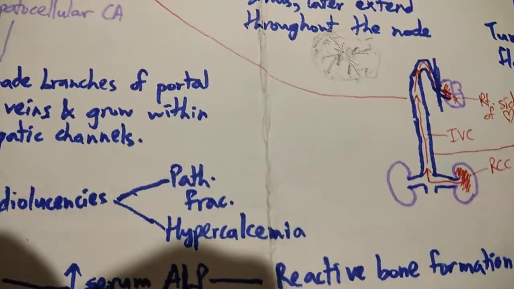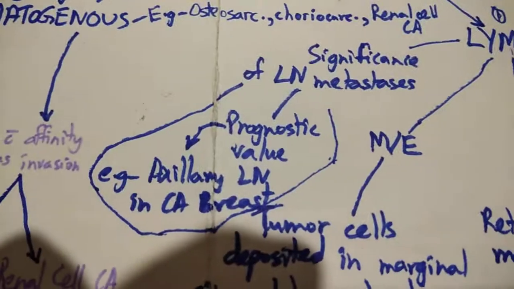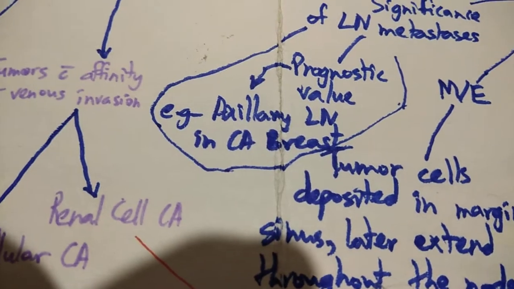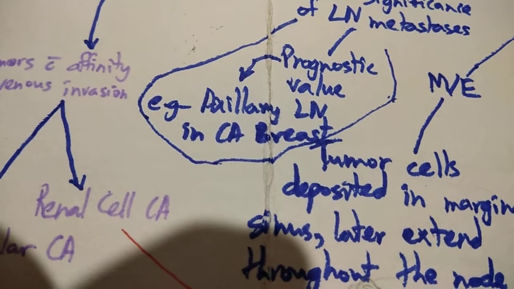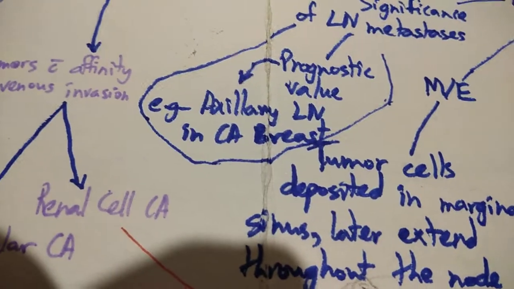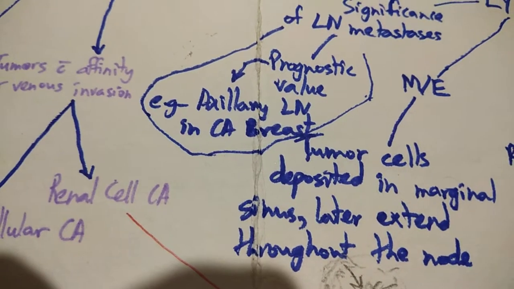Now, what's the significance of these metastases? They're of prognostic value. For example, suppose it's carcinoma of breast. You have to examine the axillary lymph nodes because that's when you have a true idea of the spread of the cancer. And that's when you can actually stage the cancer. We shall get to that later.